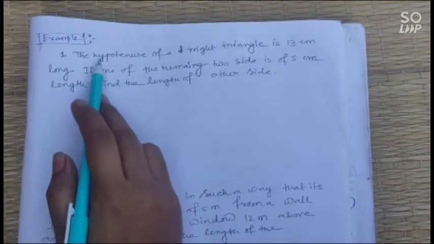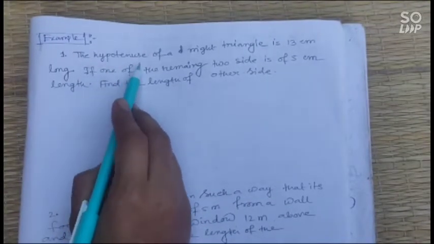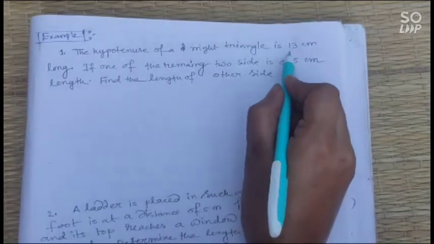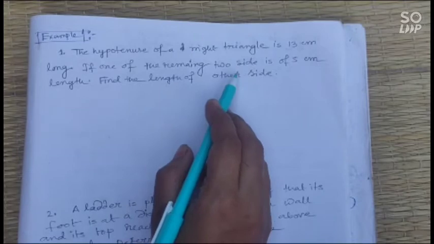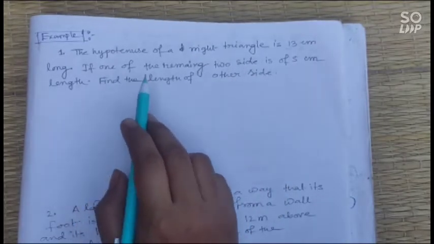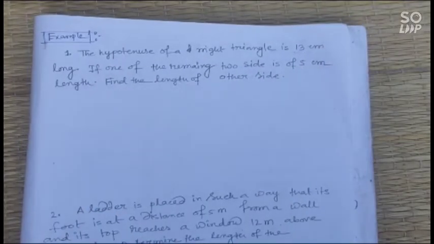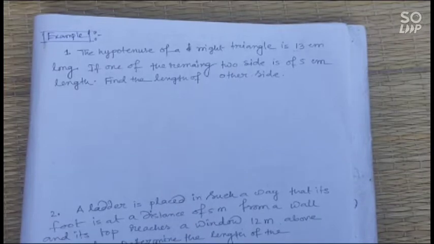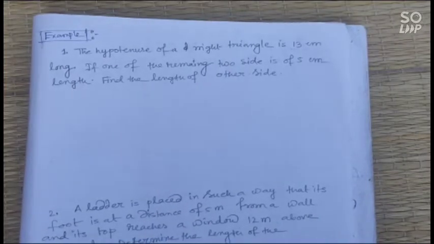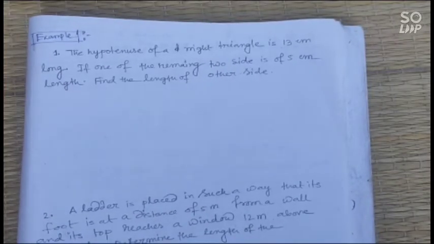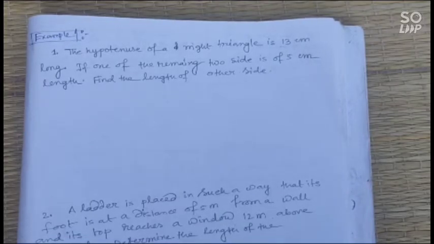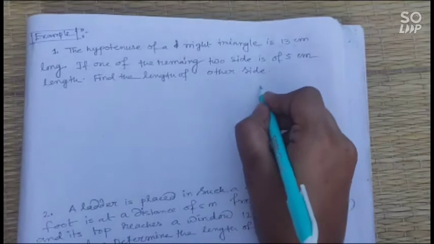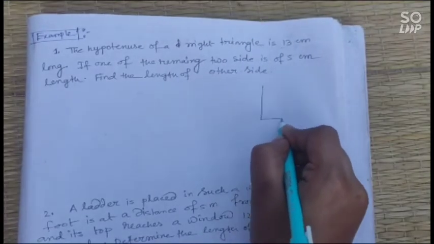So let us see the first example. The hypotenuse of a right triangle is 13 cm long. If one of the remaining two sides is 5 cm length, find the length of the other side. So first of all, let us draw a right triangle. This type of problem we will solve by drawing a figure.